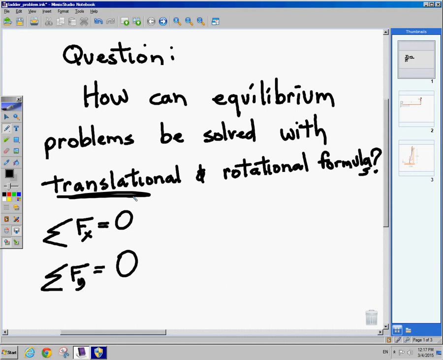Now, if it's also in rotational equilibrium, that means you could pick any single point on the object and analyze all the torques about that particular point. And if it's in rotational equilibrium, the sum of all the torques about any particular point, usually a point of your choice, also has to equal 0.